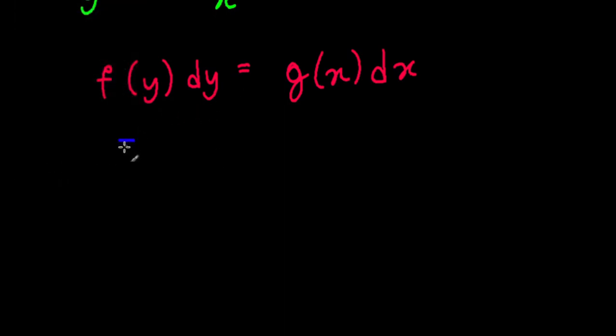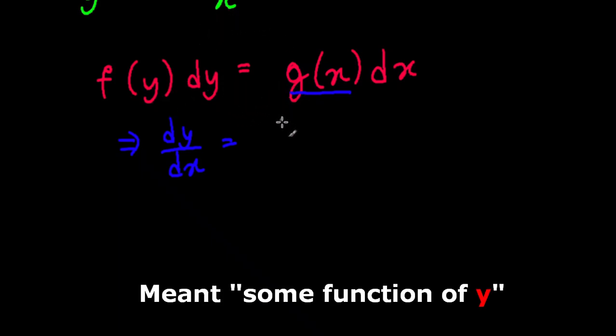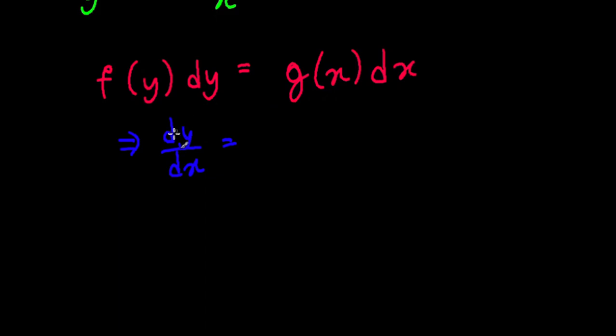You could also say that the derivative with respect to x. Suppose you divide both sides by dx here and bring everything else to the other side. Basically, what you'd get is g of x divided by f of y, but 1 over f of y is still just some function of x. So this is another popular way of saying whether an equation is separable or not.